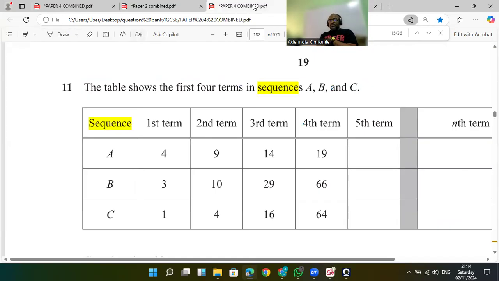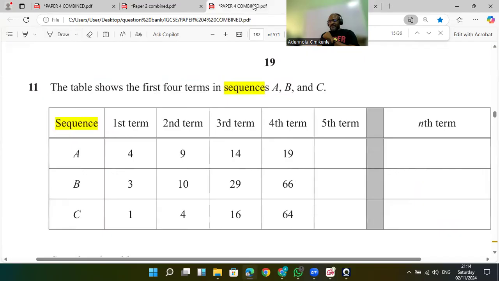Of all this, you know what? Let's just do the 3 of them at once, for clarity. So this is 5. This is also 5, and this is 5. That makes it linear. So the fifth term is 24.